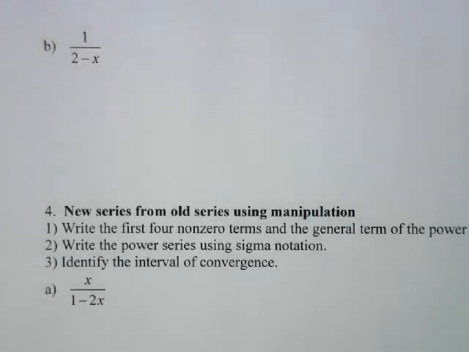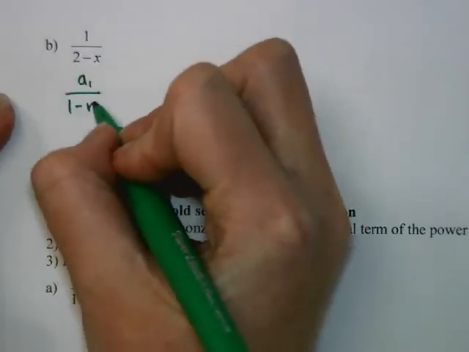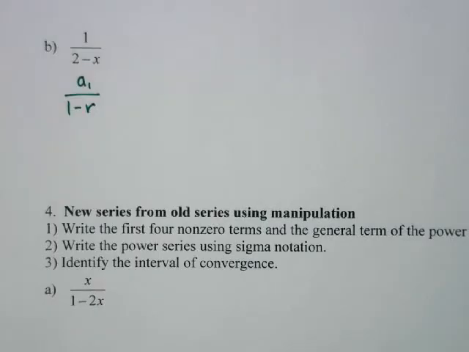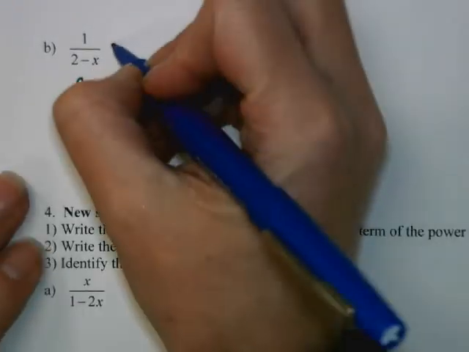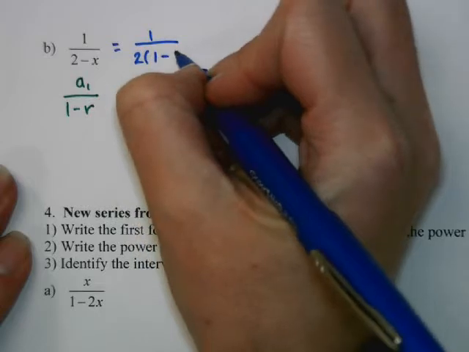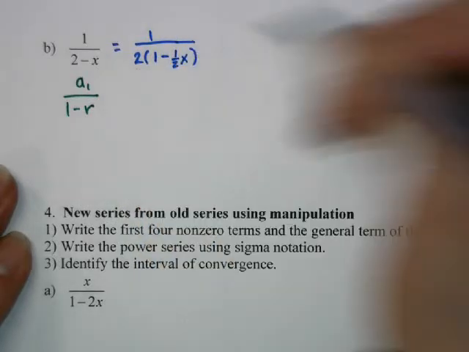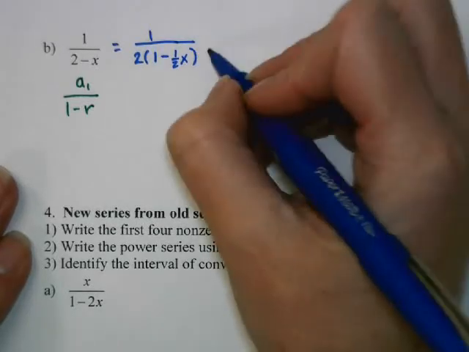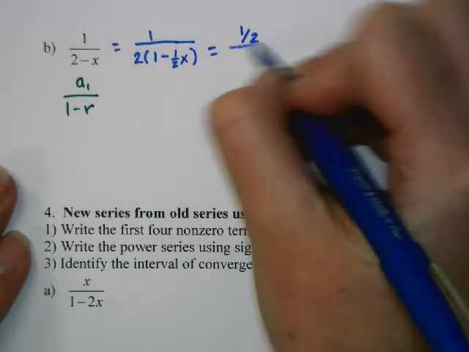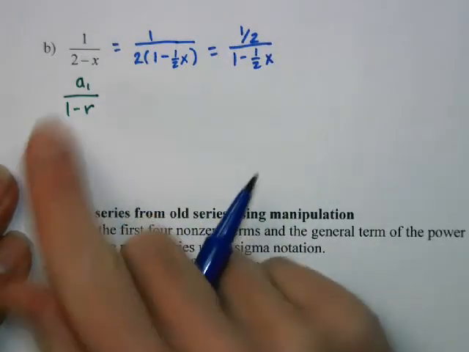Alright, this next one, same story. I want to find the a1 and the r, but it has to be a1 over 1 minus r. Okay, I need it in this format. I don't have that. That 2 is being problematic. So I'm going to factor a 2 out, which will leave me with 1 minus 1/2 x. Okay, so I can move the 2 up to the top, so this would be 1/2 over 1 minus 1/2 x.